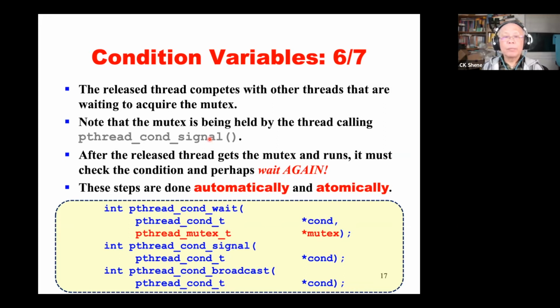In the Hoare type, the thread that calls condition signal yields the monitor to the released one immediately. The Mesa type goes as follows. The thread that calls condition signal continues its execution. The released one will be released and waits outside of the monitor until the mutex that enforces the monitor boundary becomes available later. Isn't it that the Pthreads condition variable simulates a Mesa monitor? Therefore, after the released thread gets the mutex and runs, it must check the condition and perhaps wait again.